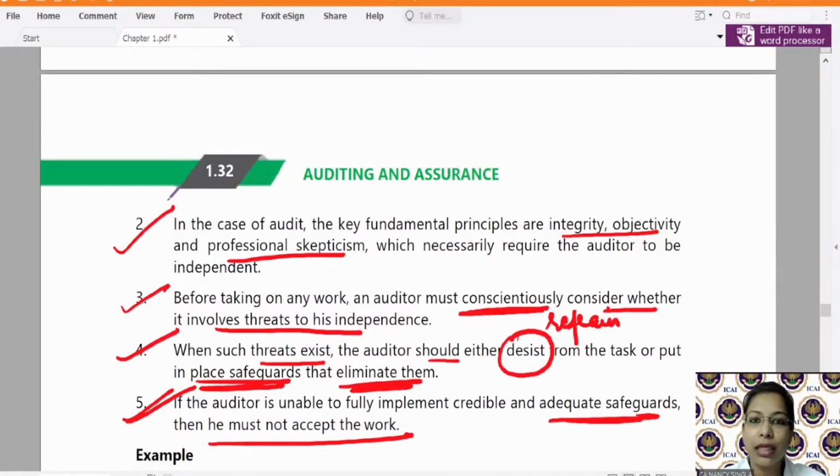Okay, so now what to do? So before taking any work, the auditor needs to conscientiously consider whether it involves a threat to his independence. If yes, then desist, that is refrain, do not do that work, and if you must do it, then place safeguards to eliminate them. If you are unable to fully implement credible and adequate safeguards, okay, then you must not accept the work. Okay, you must not accept the work.